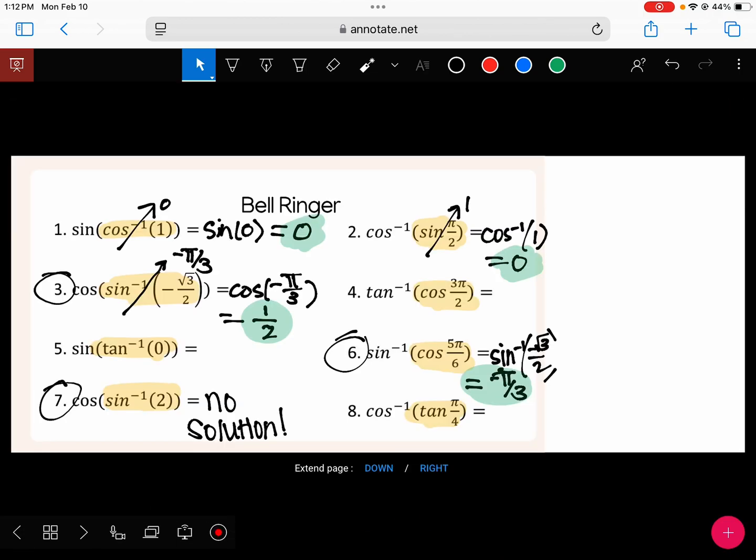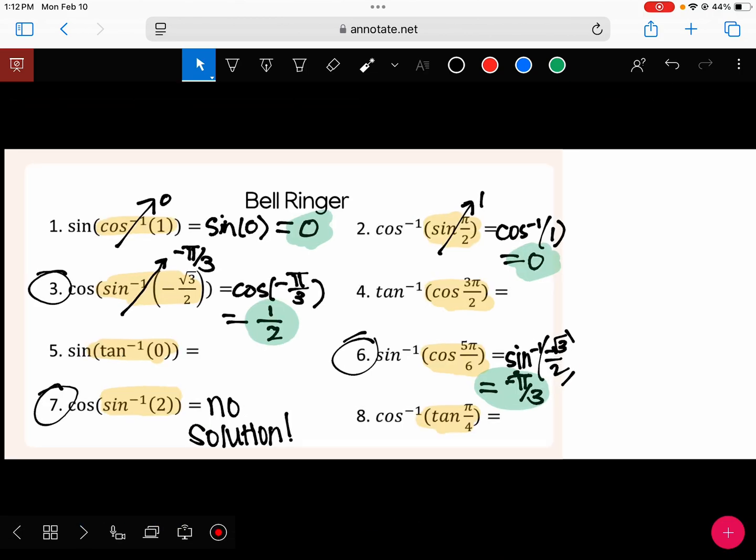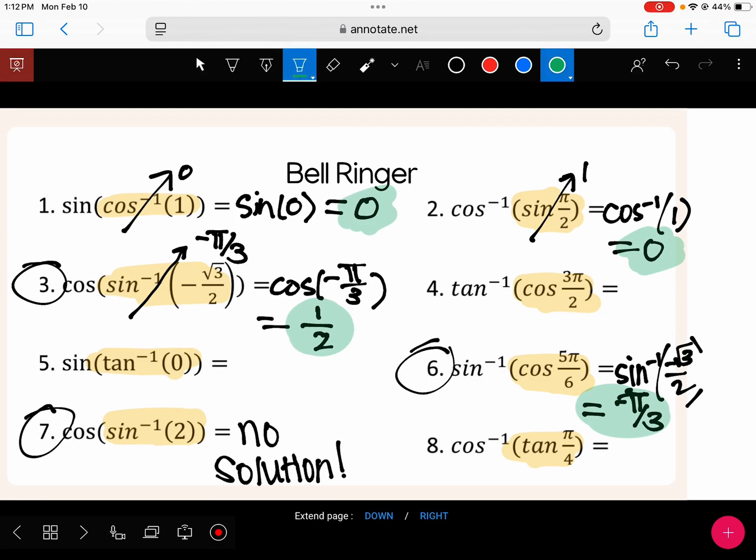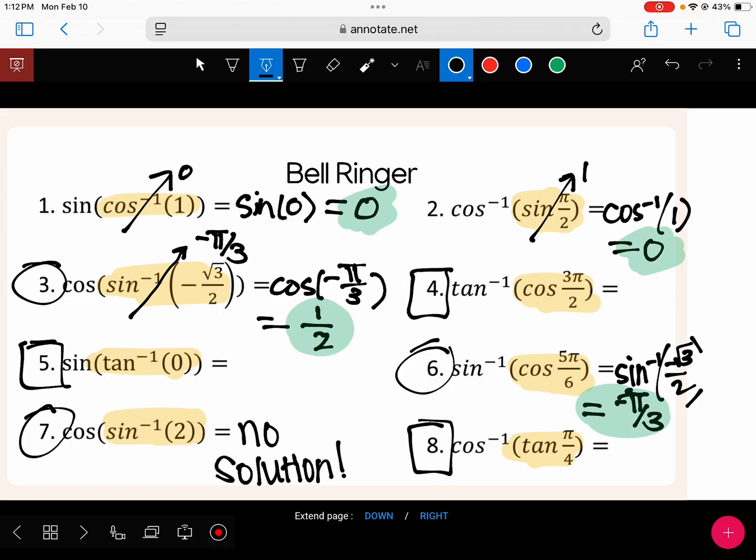So now going back to this one, you now need to complete these boxed ones: 4, 5, and 8. None of them will be no solution. If you end up with the same answer for all of them, I wouldn't be surprised. But you need to know how to get there.